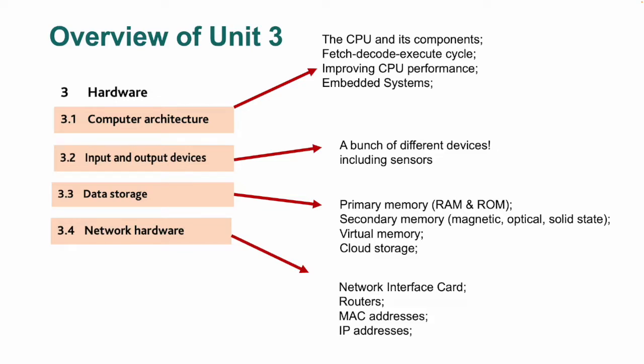There's not a huge amount of this in the syllabus. We're going to learn about network interface cards and routers, so a little bit of basic network hardware, and the concept of MAC addresses and IP addresses. That's basically an opportunity to practice your hexadecimal. Okay, so this is what we're going to learn: 3 videos. This video is going to cover 3.1, video 2 is going to cover 3.2, and video 3 is going to cover both 3.3 and 3.4. Okay, let's start.